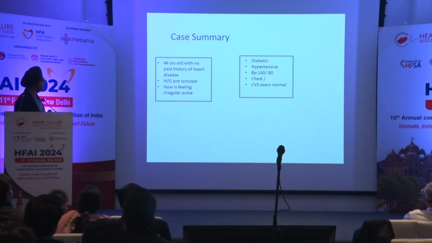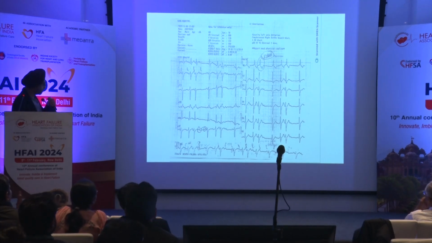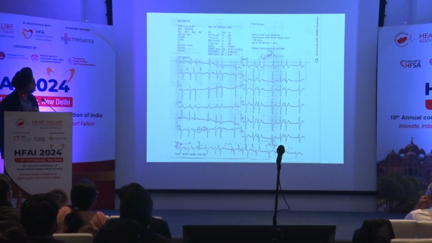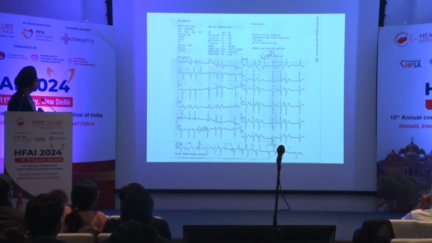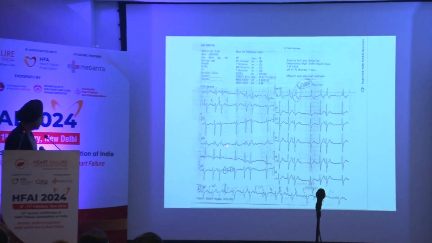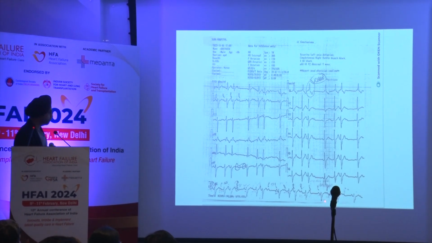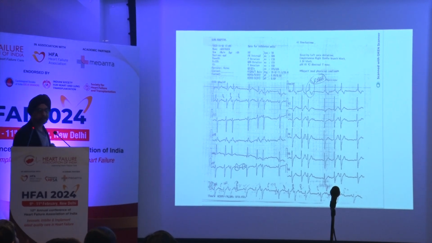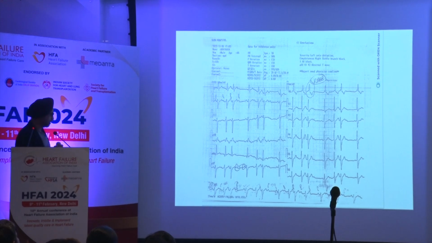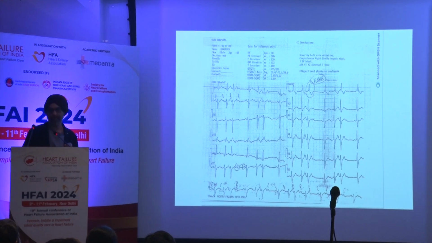He's a diabetic, hypertensive. BP is a little bit on the higher side. Chest and CVS are normal. This is the ECG that he comes with. I give you time to see. So this is lead 1, 2, 3, AVR, AVL, AVF, V1, V2, V3, V4, V6, right? So these are the leads that he has. And he's in your OPD, he's saying, I'm feeling well. I don't feel anything, but I feel really concerned that my pulse is irregular. And that's all.